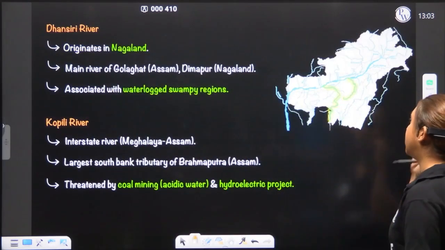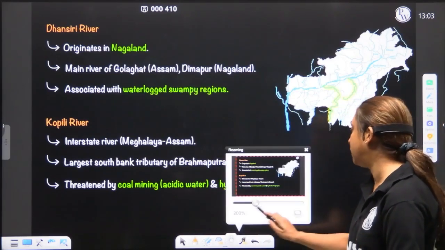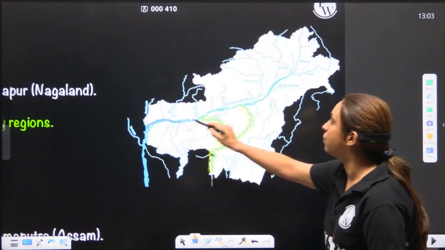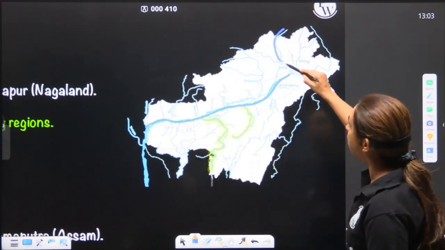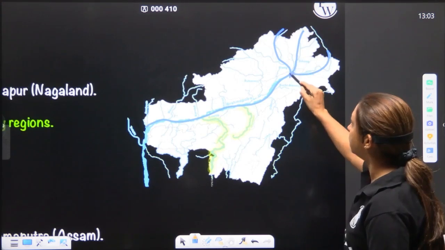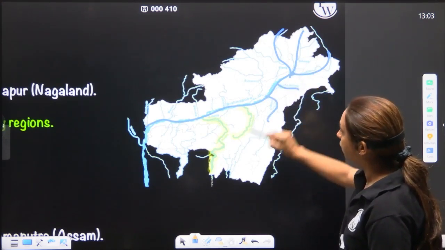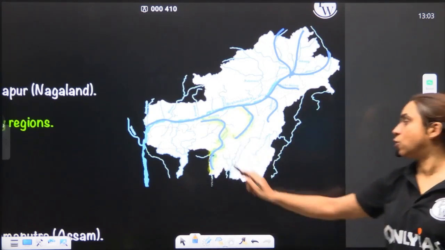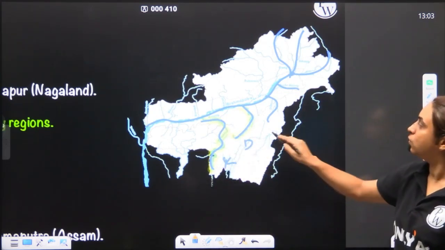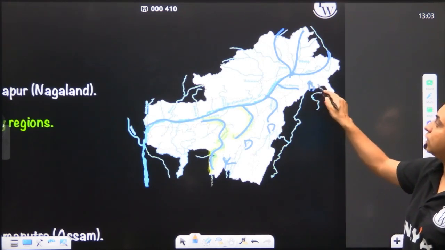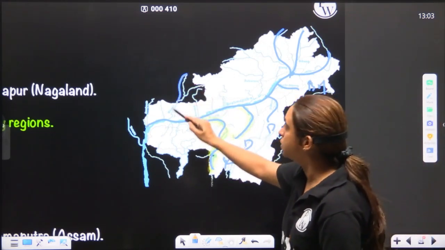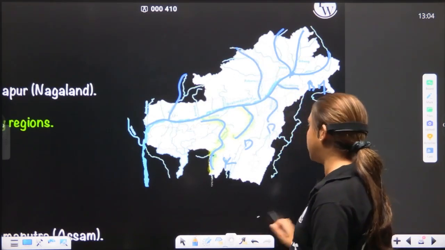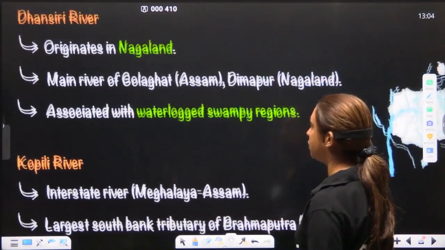If I talk about the next one, that is Dhansiri and Kopili. You can see Dhansiri and Kopili here. So this is the place we have Brahmaputra. Okay, you have seen Siang. This is Dibang. This is Lohit. You have Buri Dihing. You have Dikhui. You have Dhansiri. You have Kopili. Okay, this is the way we've done Manas National Park. We've seen that. You have this is your Subansiri. So let us first focus now on the discussion that we have, Dhansiri.